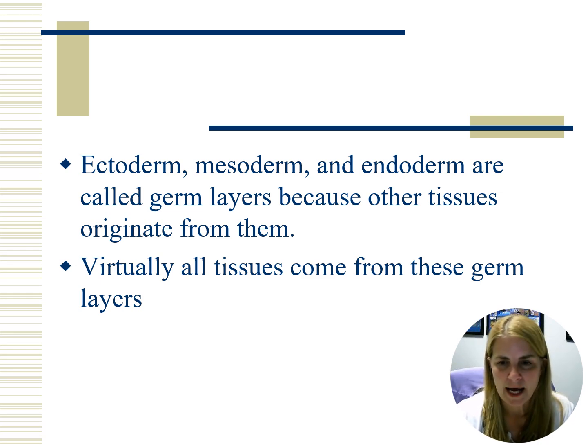Ectoderm on the outside, mesoderm in the middle, and endoderm on the inside are all called germ layers, and all other tissues originate from ectoderm, mesoderm, and endoderm.